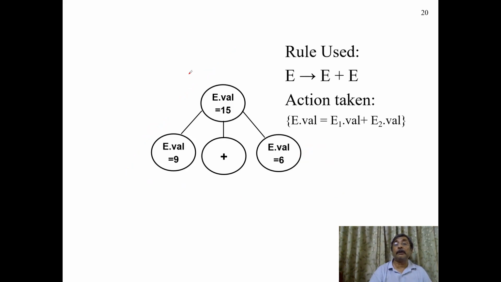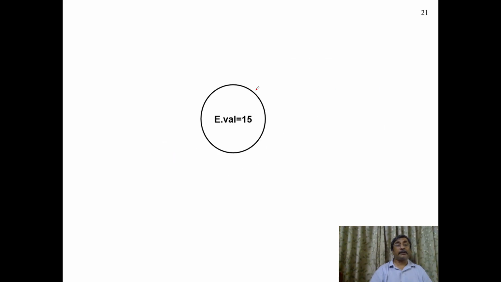And now this is my last reduction in this parse tree. What did I do here? I did E produces E plus E. Now naturally, this is my E1, and I distinguish them by E1 and E2. The action taken is E1 dot val plus E2 dot val, that is 9 plus 6, and that is 15. And I put that 15 here. And that gives me the expression as E dot val. So at the root, the value of that non-terminal gives me the value of the resultant arithmetic expression.